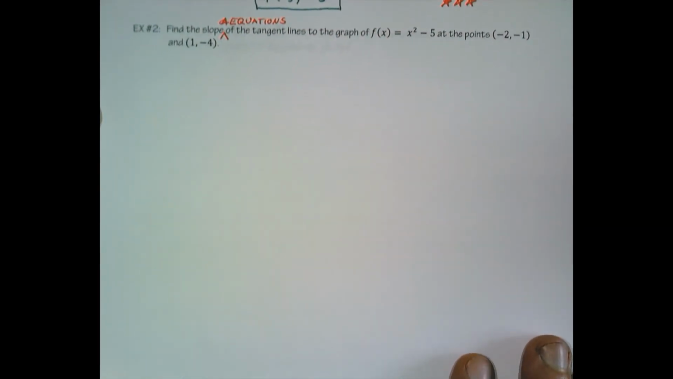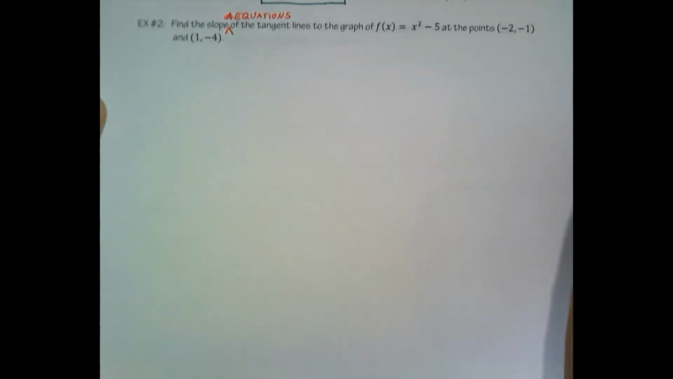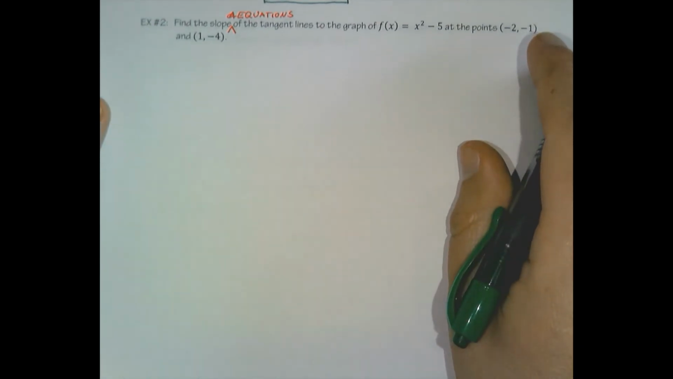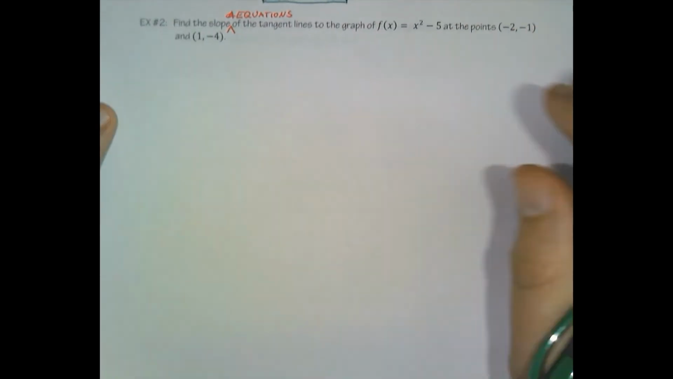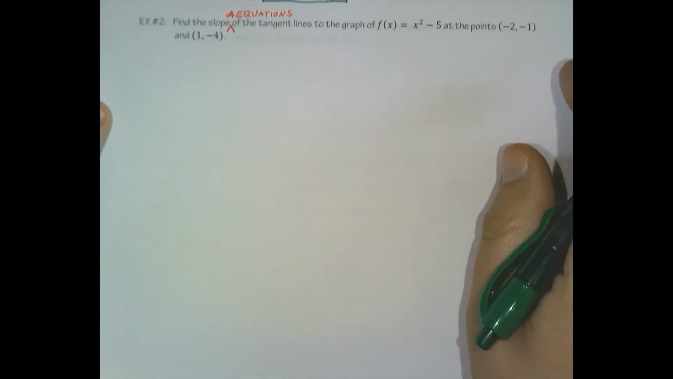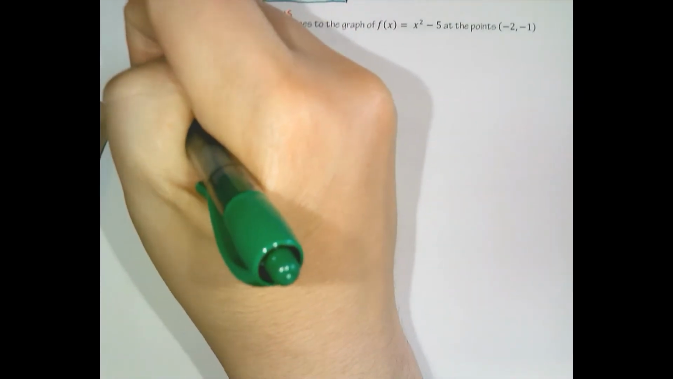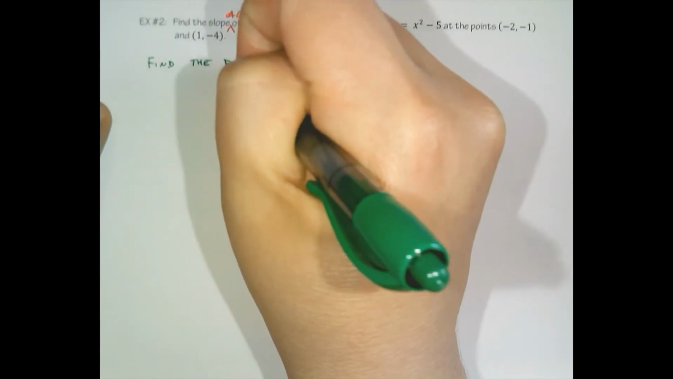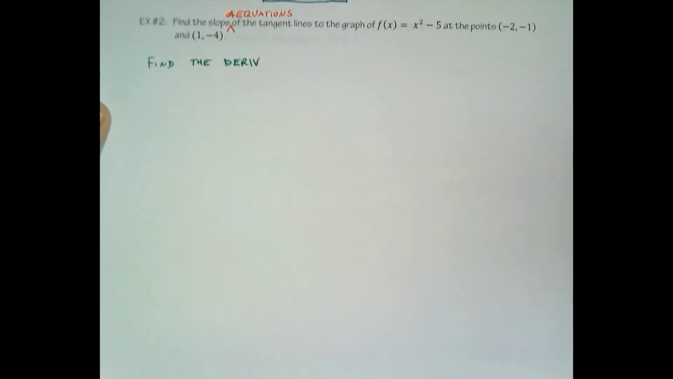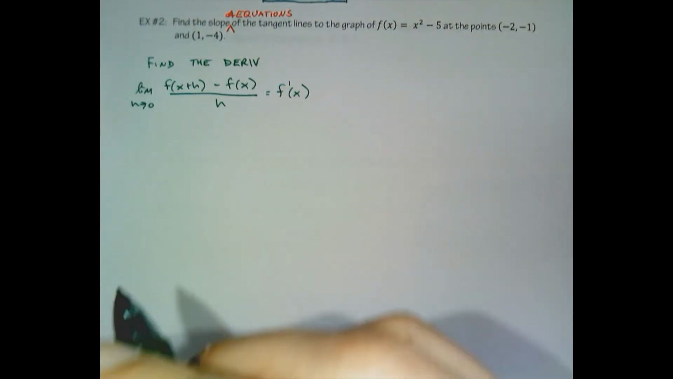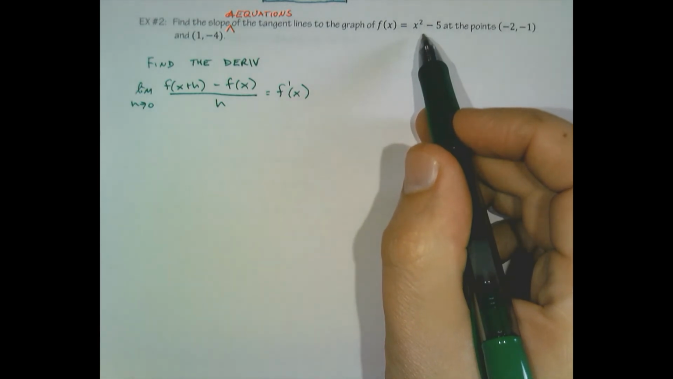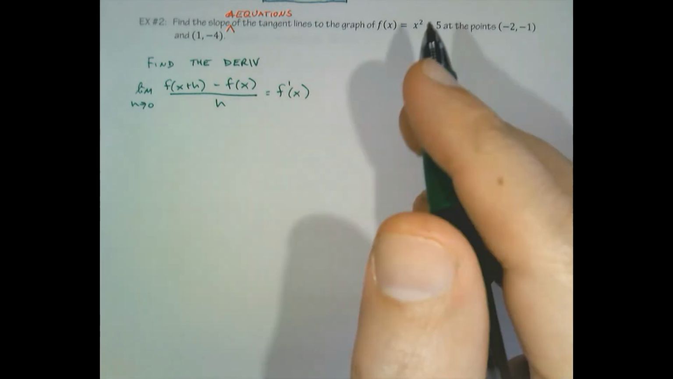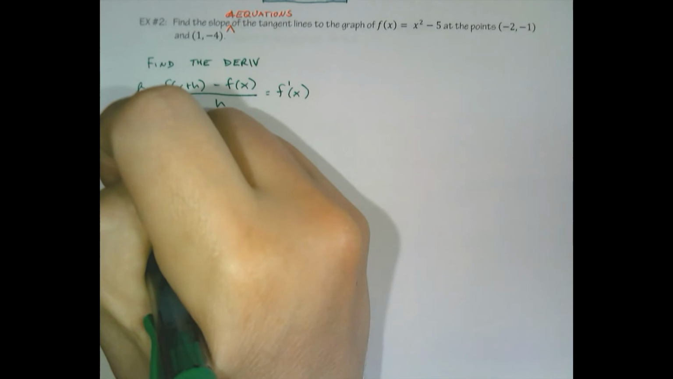All right, in this example, we're going to do a very similar thing. I'm going to do some of it off camera, but I will show all the work here, and periodically I'll have you pause it to play catch up. The first thing that we need to do is find the derivative. So we write down the limit definition of the derivative, and then we evaluate the derivative expression using x squared minus 5 as our function.